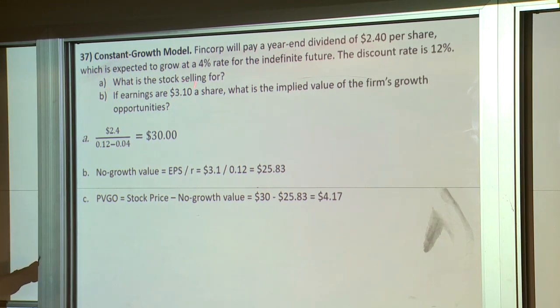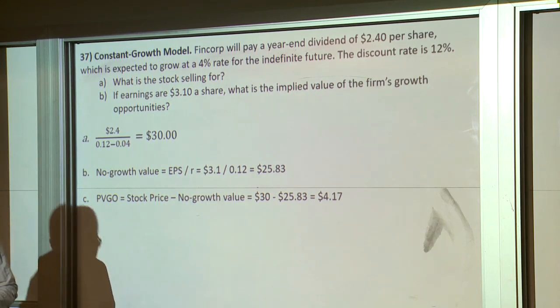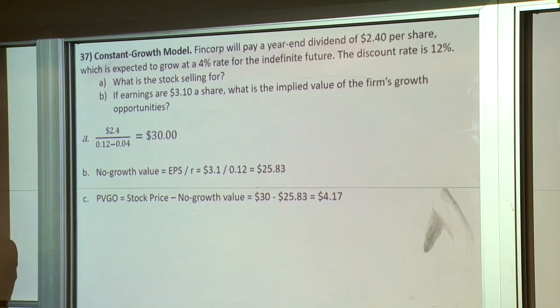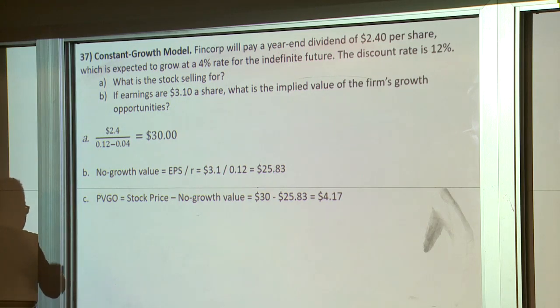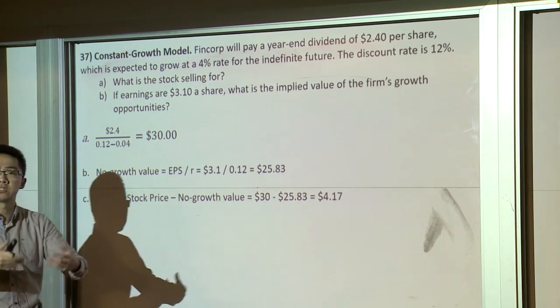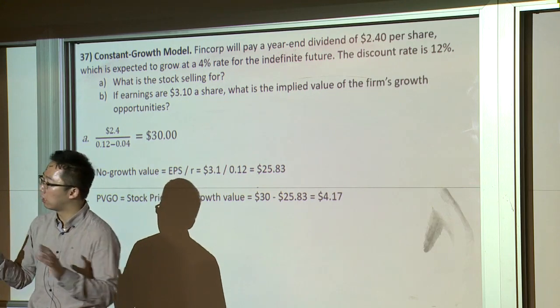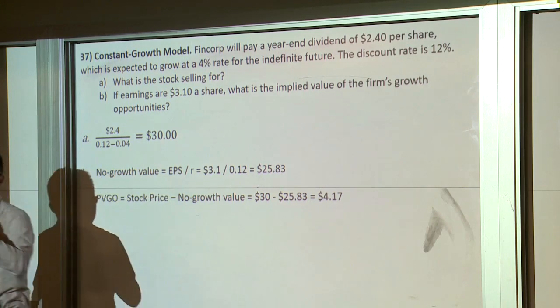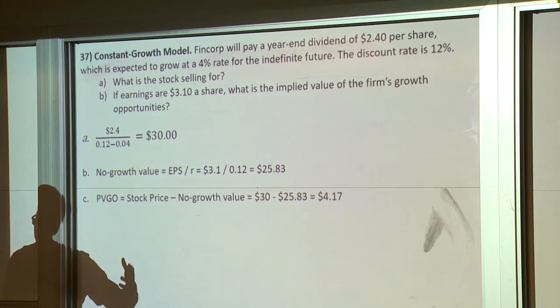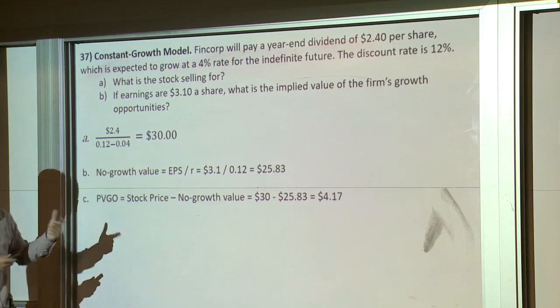If earnings are $3.1 per share, what is the implied value of the firm's growth opportunities? Have you learned this? Some of you yes, some no. So a stock price consists of two parts. One comes from the future cash flow that assumes there's no reinvestment, where all the earnings are paid back to the investors. But we know there is a dividend and a plowback ratio. Some earnings are reinvested into the business, and we know that next year the firm is going to grow and provide you higher cash flow. We call the present value of those increased future cash flows the growth opportunities. The fraction of the stock price that comes from growth opportunities in the future, we call the implied value of the firm's growth opportunities.